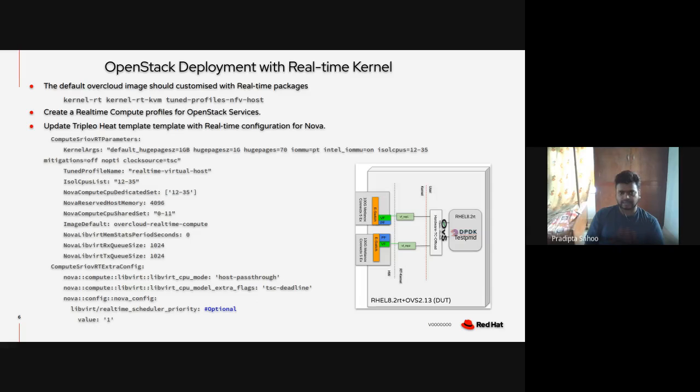We also need the desired image details and the queue size of Nova, mainly for the hypervisor, and the libvirt CPU mode should be host-passthrough, with an extra flag for TSC deadline for time synchronization. There is also an optional setting: if you want to increase the vCPU real-time scheduler priority, you can pass the real-time scheduler priority option during the deployment. In our case, we proceeded with the default, where the priority value is 1.